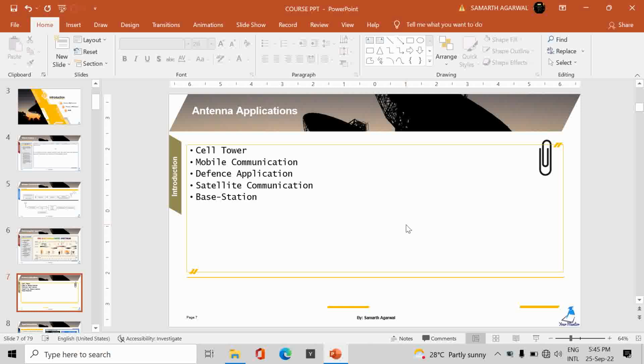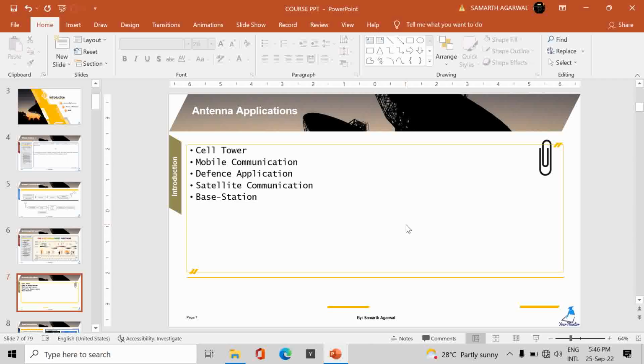And further, the cell tower, the base station antennas and all, will be required to route your message signal to the desired location. And then for further wireless communication, it can be a Bluetooth antenna, your Wi-Fi router, anything. Then defense applications, like radar communication, will also have an antenna. Then satellite communication, in order to send the satellite signal, like if you're having live streaming of any match, either a soccer match or a cricket match, it is because of satellite communication.